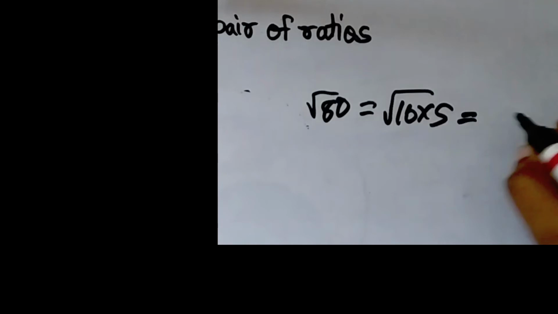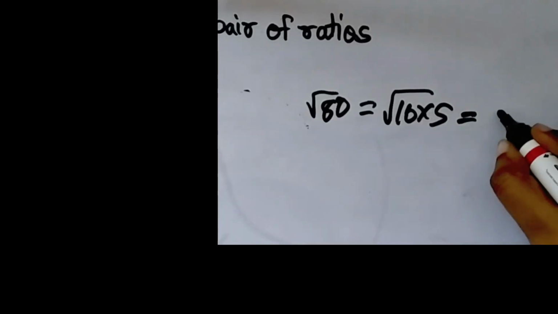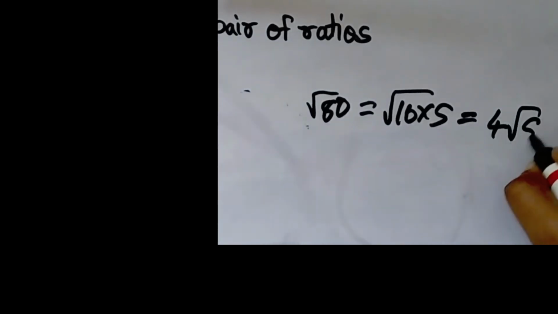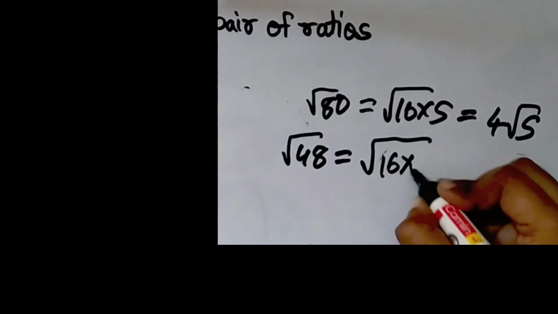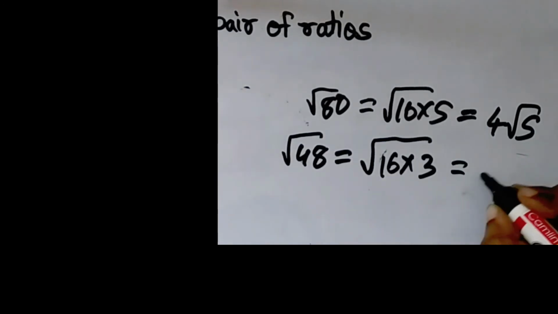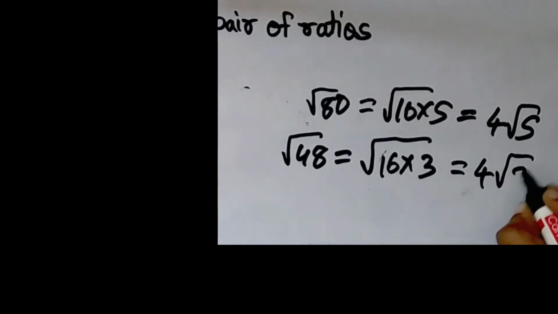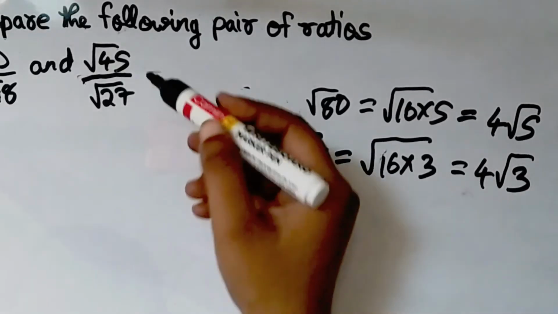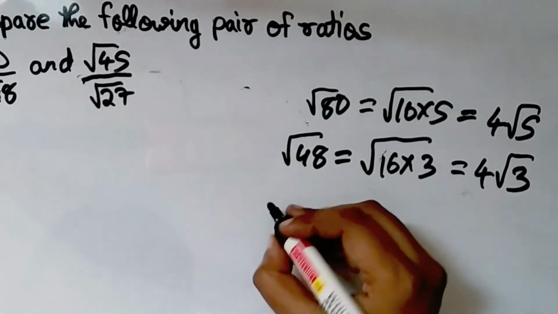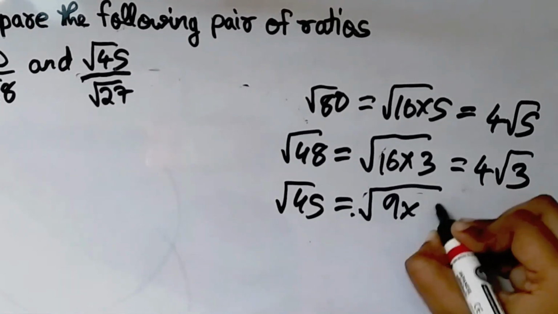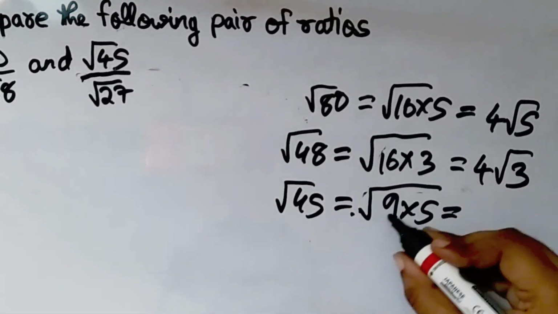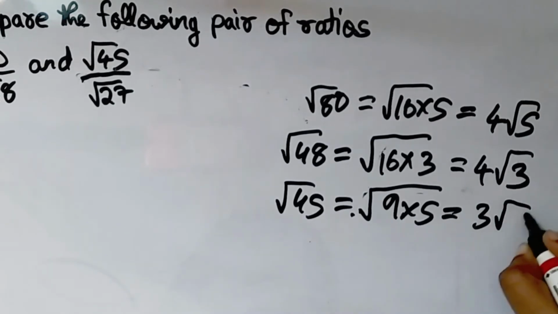So square root of 80 will be equal to square root of 16 into 5, which is equal to 4 root 5. Square root of 48 will be square root of 16 into 3, which is 4 root 3. Now square root of 45 will be square root of 9 into 5, which is 3 root 5.